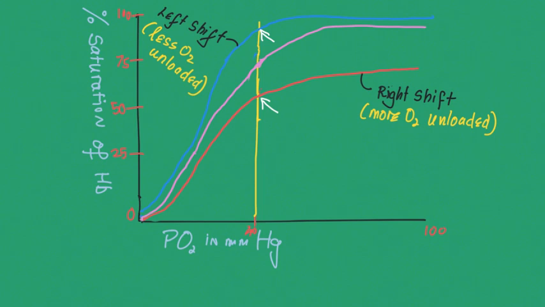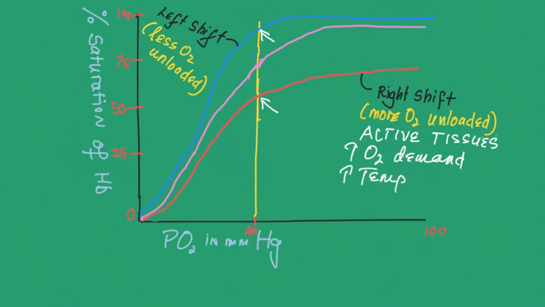Active tissues have a higher demand for oxygen. Active tissues are also warmer, so their temperature is higher. And they also tend to be acidic, so the pH is lower. These indicators, high temperature and low pH, cause the hemoglobin to unload more oxygen and shift the curve to the right.